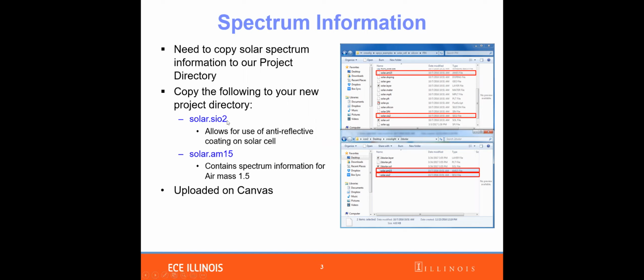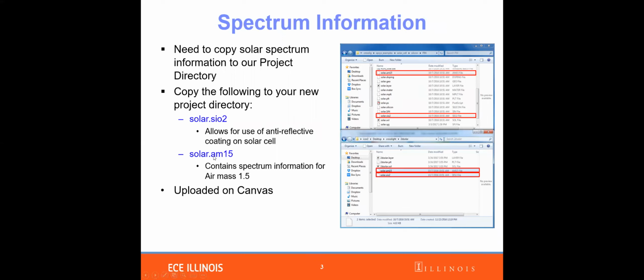solar silicon dioxide and the solar AM1.5. These two are spectrum information because we are simulating a solar cell, so we need to define what spectrum we want to simulate. Air mass 1.5 means that it's a spectrum profile that we measure on Earth, at sea level. If we want to simulate extraterrestrial applications, you should use something like solar AM0. That means you are using the spectrum profile in outer space.